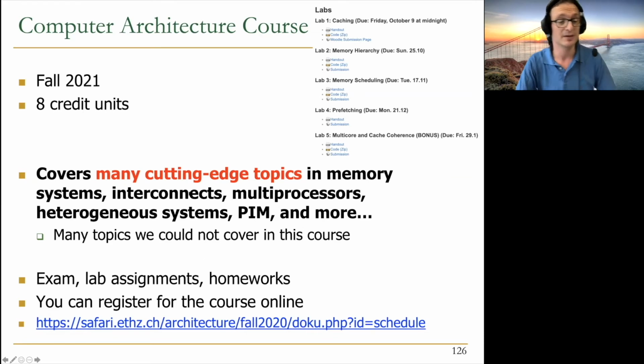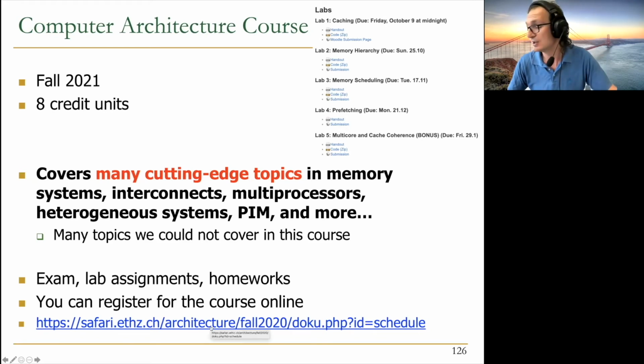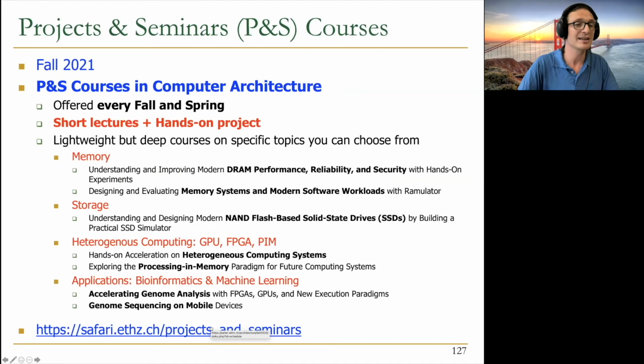It consists of lab assignments, which is actually very important because it's about 50% of the grade, I think. We wanted to make it more hands-on and lab-oriented, with some homeworks and an exam. You can also find more information and actually watch videos. A lot of the videos I recommended to you are coming from that course. And finally, these are the projects and seminar courses. These are offered every fall and spring. They consist of short lectures and hands-on projects, which is important. These are lightweight but deep courses on specific topics you can choose from.